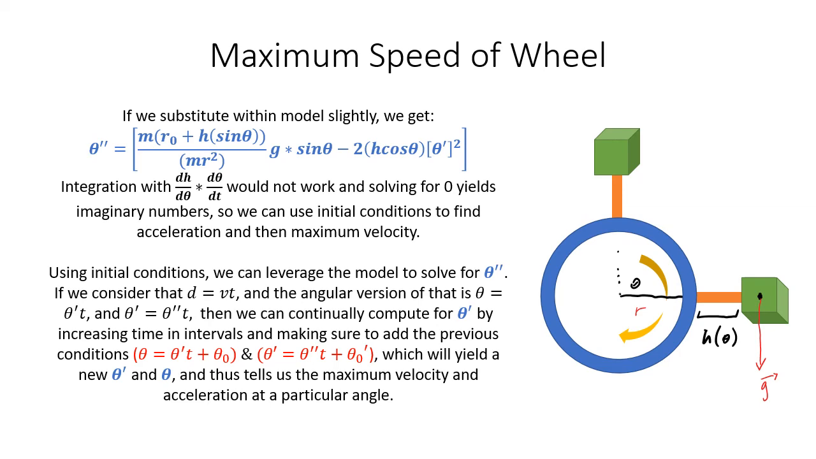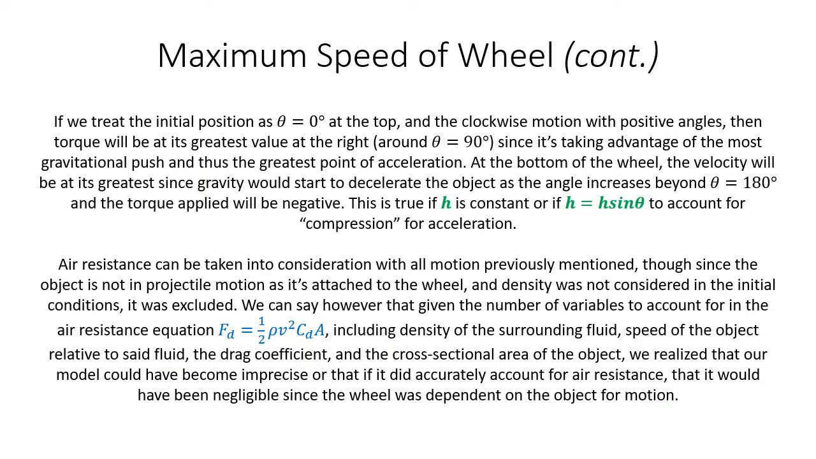And to wrap up, if we treat the initial position as theta equals 0 degrees at the top and the clockwise motion with positive angles, then torque will be at its greatest value at the right, around theta equals 90 degrees, since it's taking advantage of the most gravitational push and thus the greatest point of acceleration. At the bottom of the wheel, the velocity will be at its greatest since gravity would start to decelerate the object as the angle increases beyond theta equals 180 degrees, and the torque applied will be negative. This is true if h is constant or if h equals h sine of theta to account for compression for acceleration.